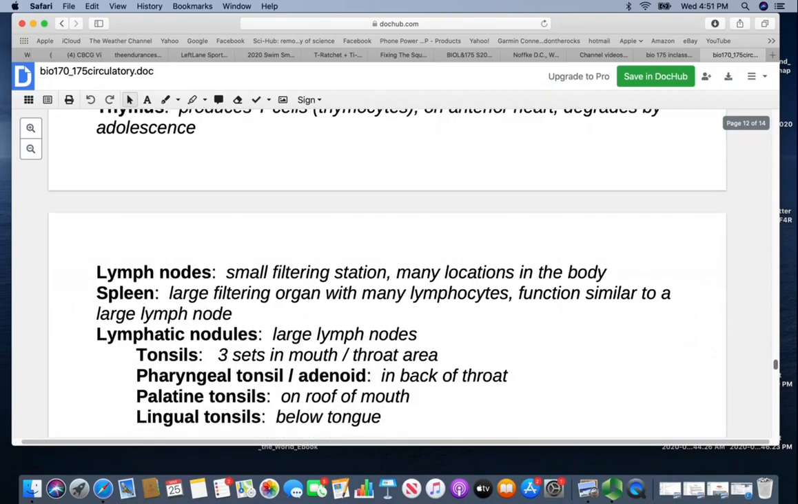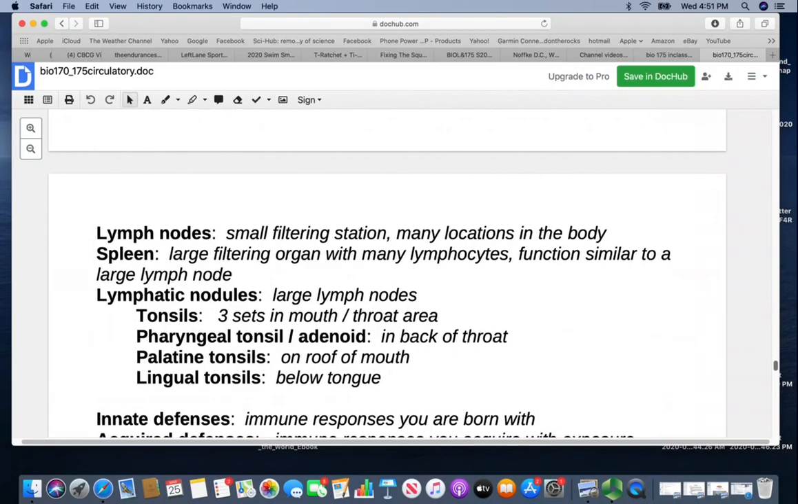Your lymph nodes are small filtering stations. There's many locations of these throughout the body. So you generally will have them along your neck and jaw area going down towards your torso. You'll have them in the axillary and groin region. And then there's a fair number of them in the abdominal cavity itself. So any place where you're draining body parts in, you tend to get a lot of lymph nodes.